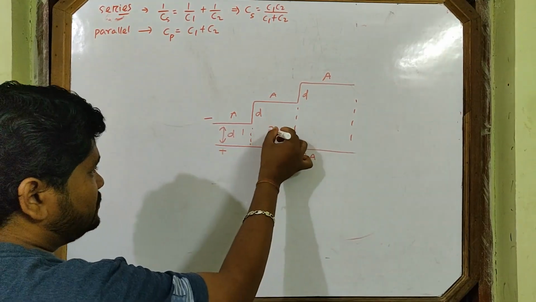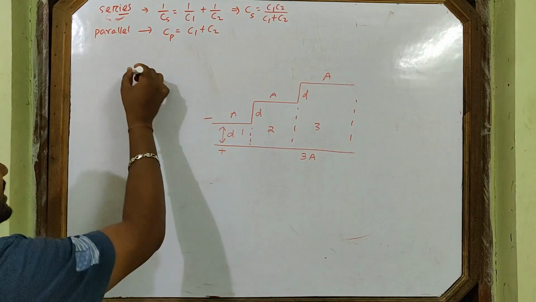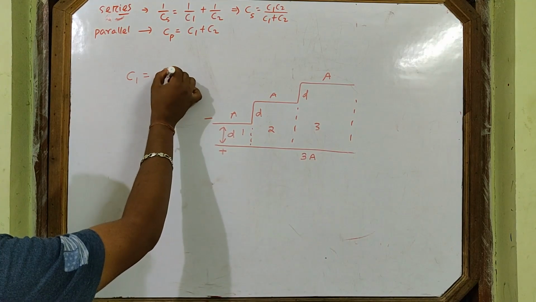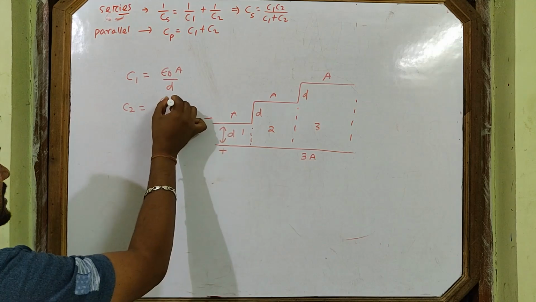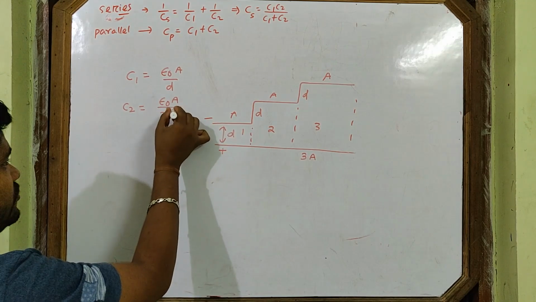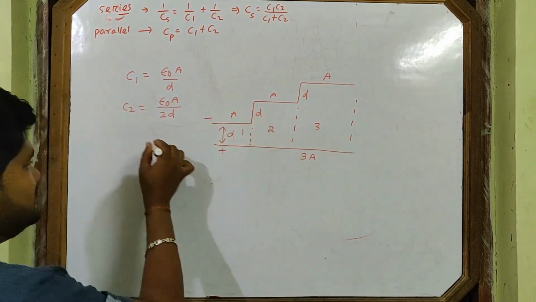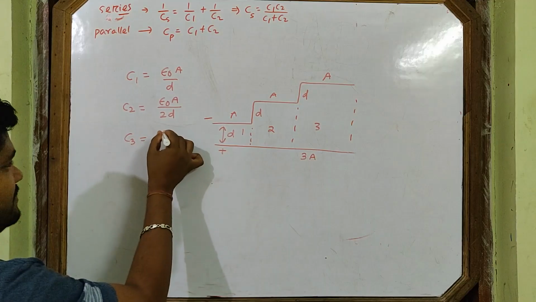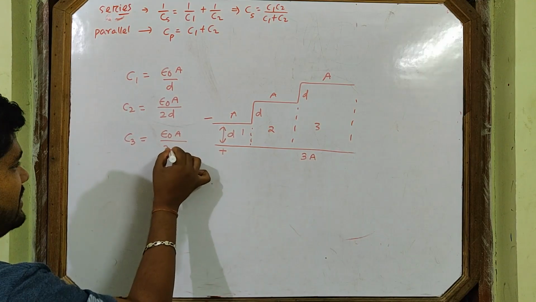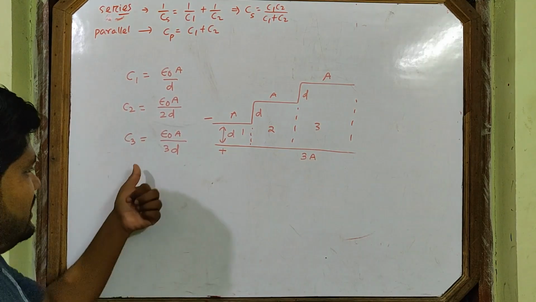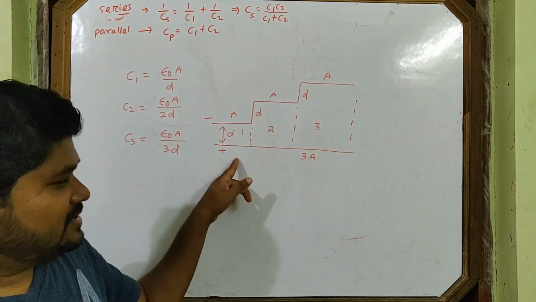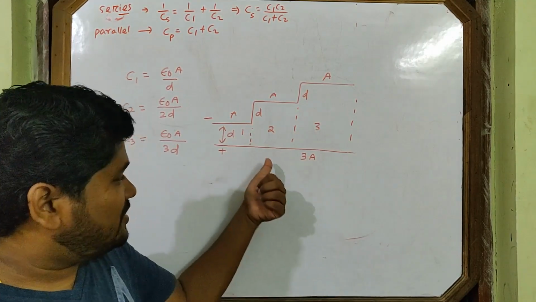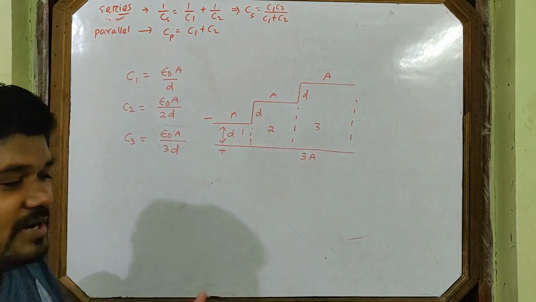1, 2, 3. For the first capacitor, what is the formula? Epsilon naught A by D. For the second capacitor, epsilon naught A by 2D, separation D plus D, 2D. For the third capacitor, epsilon naught A by 3D. Understand? And how are these capacitors connected? Obviously they are connected in parallel, all positive at one point, all negative at one point.